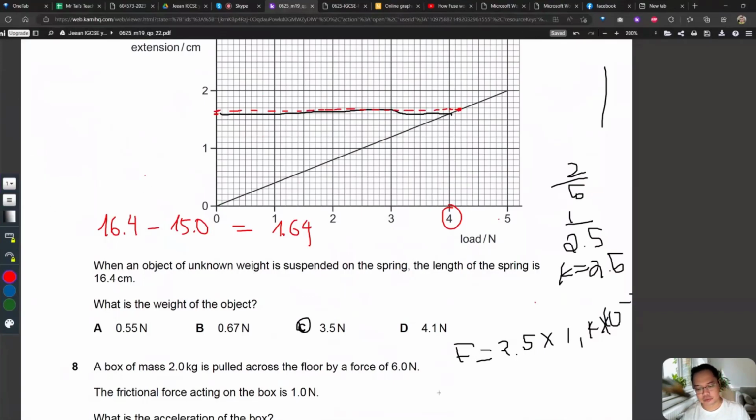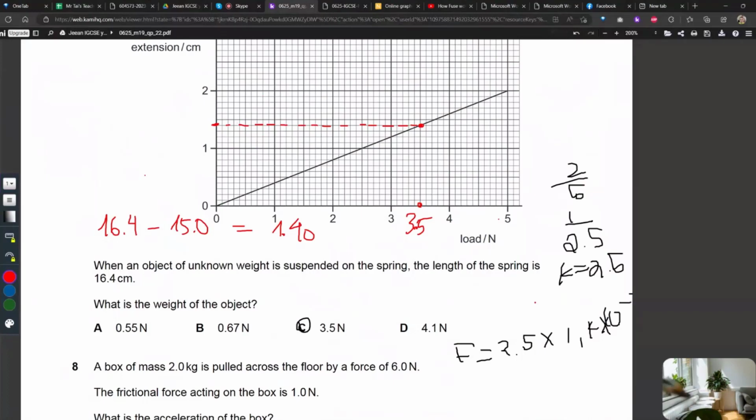16.4 minus 15 is 1.64, right? Sorry, 16.4 minus 15 is 1.4, my bad, a terrible calculation. It's 1.4, huh? And therefore 1.4 is here. Just draw a line here. There. That's exactly 3.5, huh? So this way is a lot faster than calculating the inverse gradient, huh?